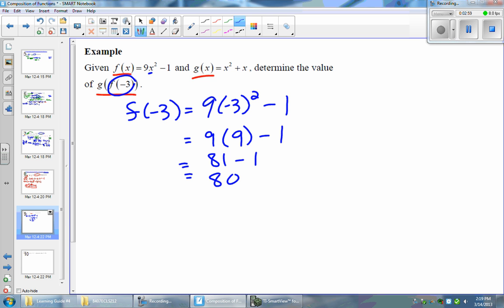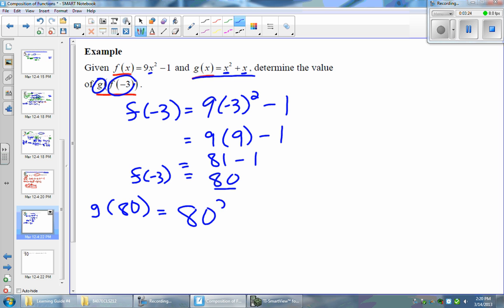Now that's the value of f of -3. But we don't want just f of -3. We want the function g of 80. Okay? So we're putting the 80 inside the g function now. And so we're working with this function right here. So wherever you see an x, you're going to replace it with an 80. So you have 80 squared plus 80.